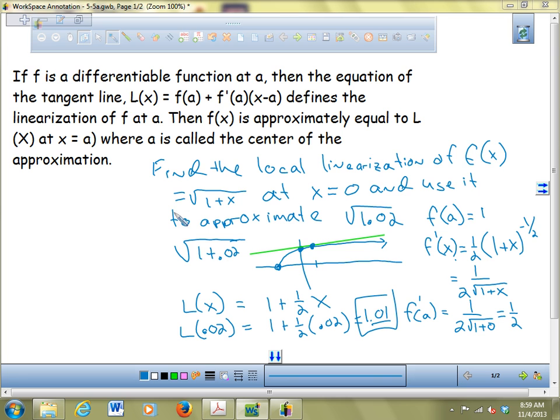And sometimes I'll say, what is your error? From the actual value. If they ask you what's the error, you just subtract the two. You subtract and take the absolute value, because the error is positive.